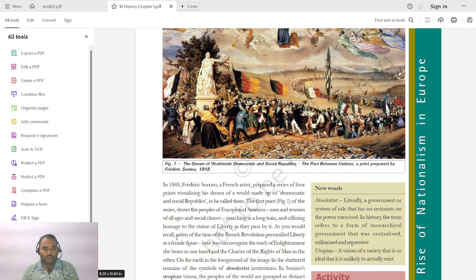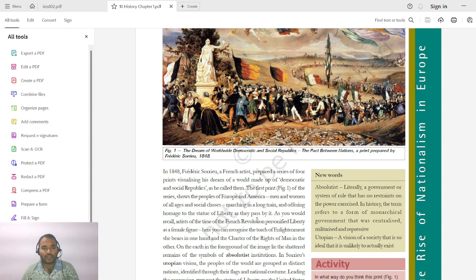As you would now recall, artists of the time of the French Revolution personified liberty as a female figure. So you can see from this figure that the poets or even the artists of the era when the French Revolution started, not in Europe, in France, basically showed a female figure as liberty, when they wanted to depict information on the Constitution. So the female figure of liberty originated basically from France.